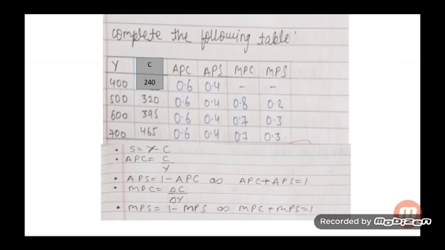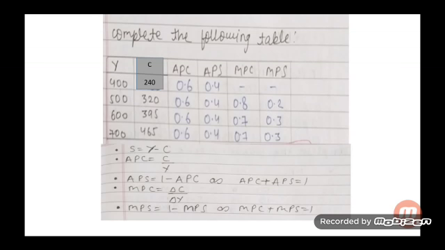Now when your income is 600 and your consumption is 395, it means MPC is 395 minus 320 upon 600 minus 500. When we divide this, we will get 0.7. In the same way, we had calculated when income is 700 and consumption is 465, that is change in consumption upon change in income, 465 minus 395 divided by 700 minus 600. We will get 0.7.